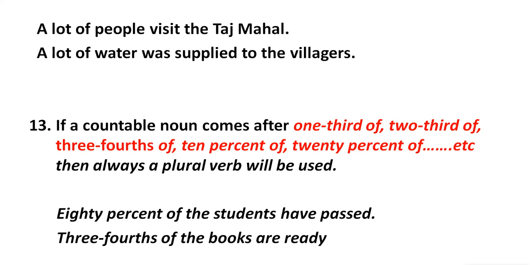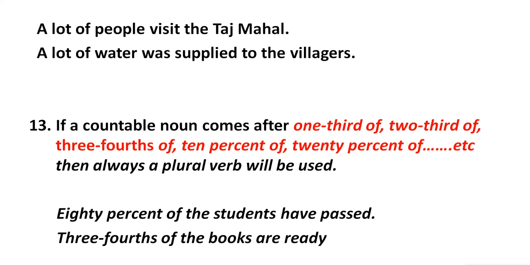Then coming to the next example, if a countable noun comes after 1/3 of, 2/3 of, 3/4 of, 10% of, 20% of, etc., then always a plural verb will be used. See, you have to remember this rule. बहुत important rule. अक्सर we use, normally we use these type of sentences, 80% of the students have passed, 3/4 of the books are ready.